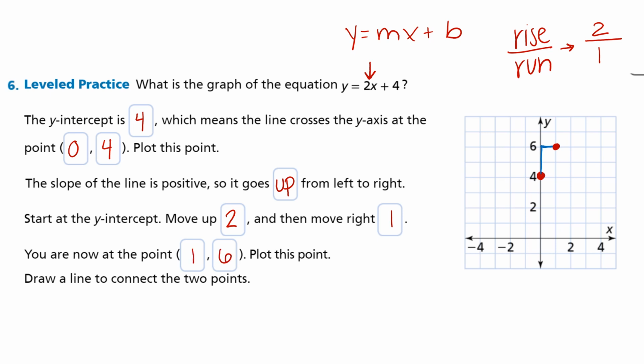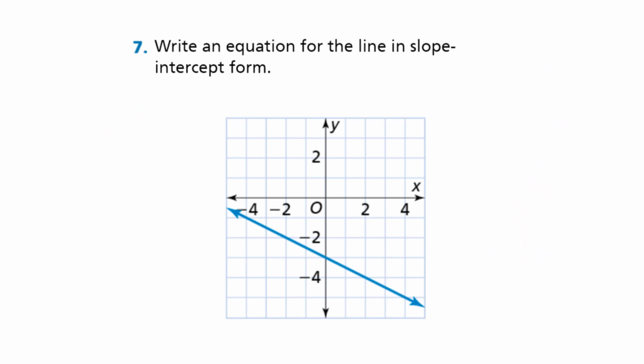You can continue this pattern going up 2 and over 1, connecting our dots to make our straight line. You can continue the pattern the other direction, going down 2 and then over 1 to extend your line all the way across the graph. Then we're going to write the equation of the line.